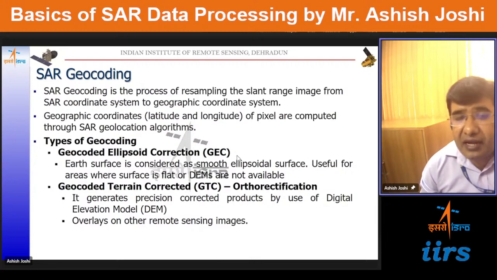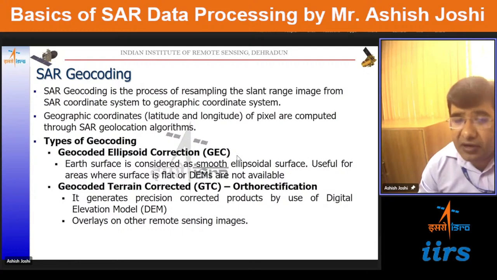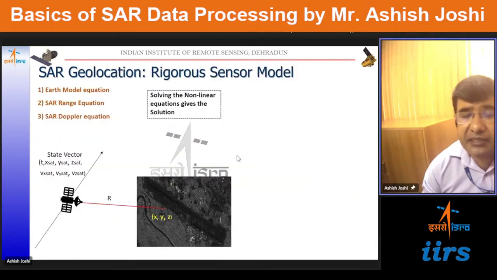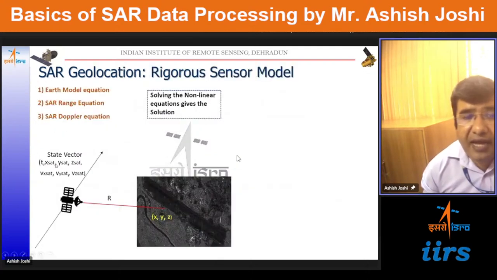So we can do it in two ways. First, by considering the smooth ellipsoid, if the DEM is not available. Second, by considering the digital elevation model. It generates the precision corrected product using the digital elevation model, and creates ortho-rectified images. So we can overlay the SAR images with optical images or any other GIS products. So you can see here, for these values we have to have the X, Y, and Z.